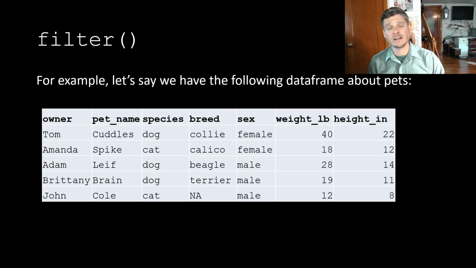So we have 7 variables in our data frame, and it looks like we have 5 observations, right, where the owner is Tom, Amanda, Adam, Brittany, and John. We have a mix of cats and dogs, and then of course we have their breeds, their sex, their weight, and their height. So this is the data frame we're going to be starting with.